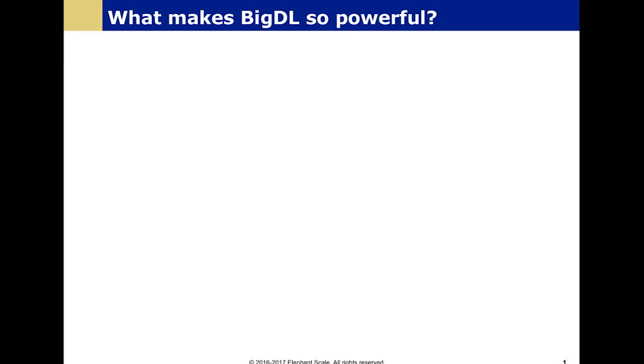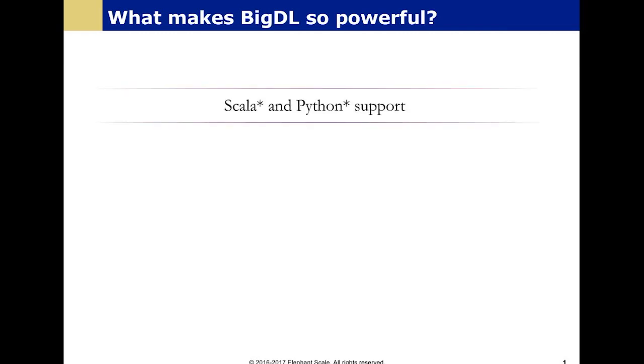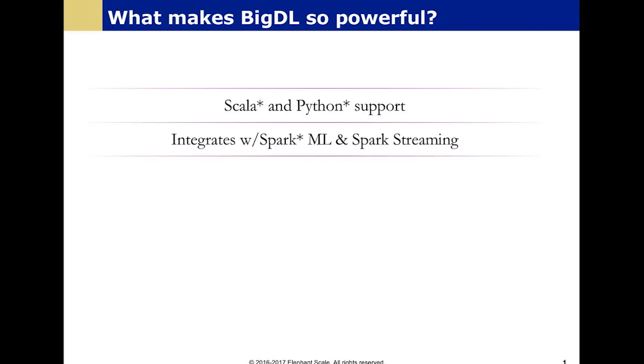I want to conclude by talking about what makes BigDL so powerful. It gives us Scala and Python support. Now, you've seen us demonstrate a lot of these examples in Python. And of course, Scala, the native language of Spark, is also supported. It integrates with Spark ML and Spark streaming, so that gives us some powerful interactions with the rest of the Spark framework. And that's one of the main advantages of BigDL.